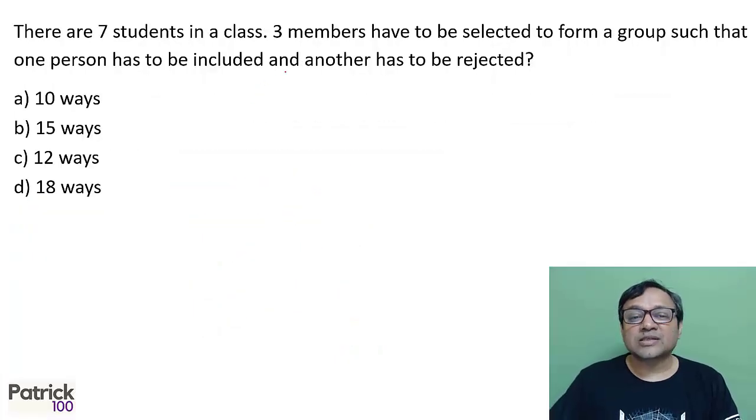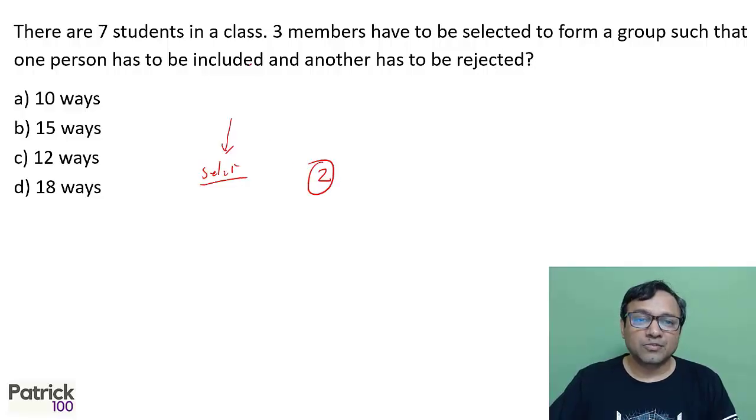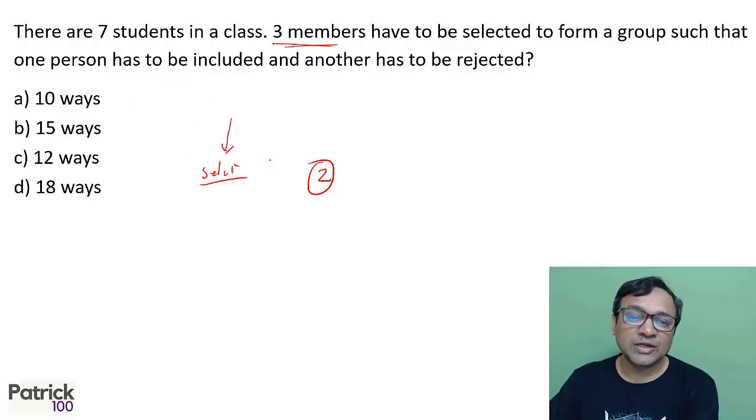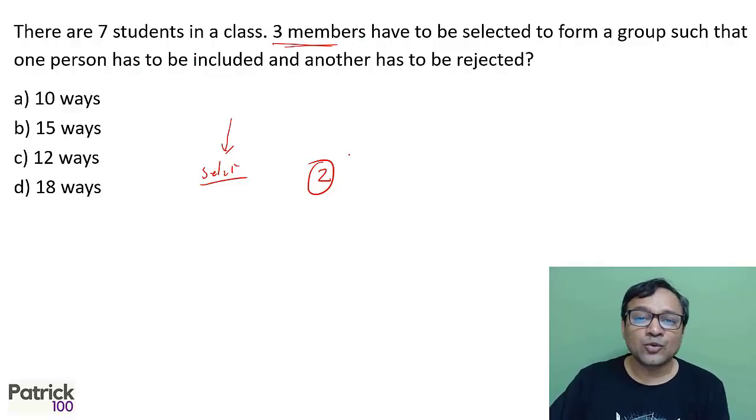There are 7 students in a class. 3 members have to be selected from the group such that one person has to be included and another has to be rejected. So that means from the 7, one definitely has to be selected. If one has to be selected, we have to select only 2 more people, because 3 members have to be selected. So one is included, and from the remaining we have to include 2. But from the remaining 6 people, one is definitely rejected. So that means we are left with 5 people and we have to select 2 people.